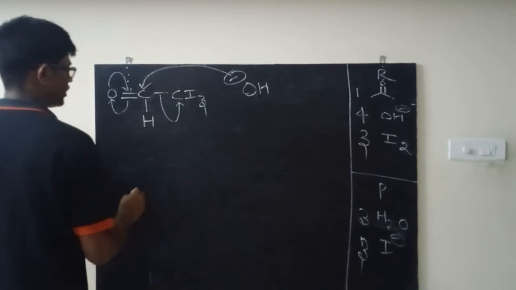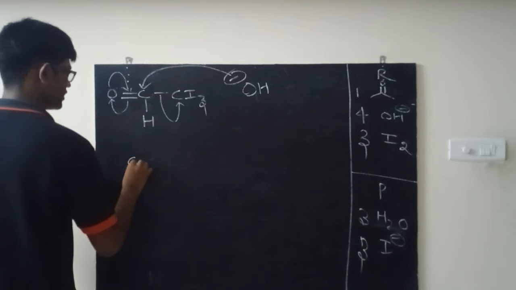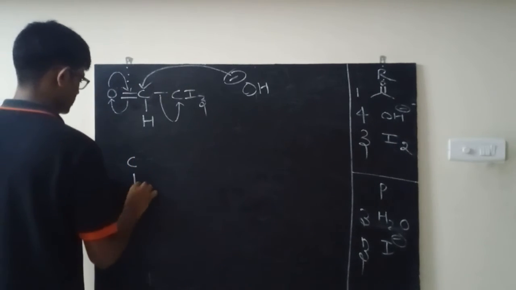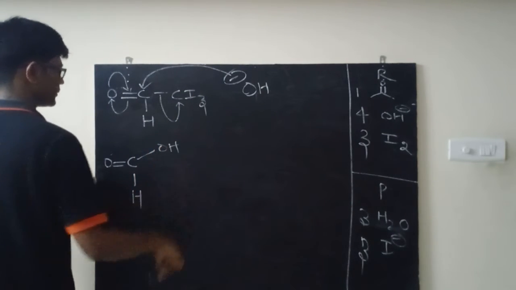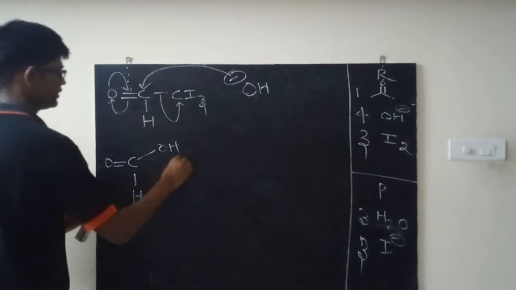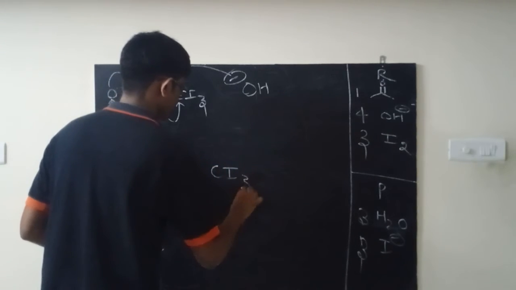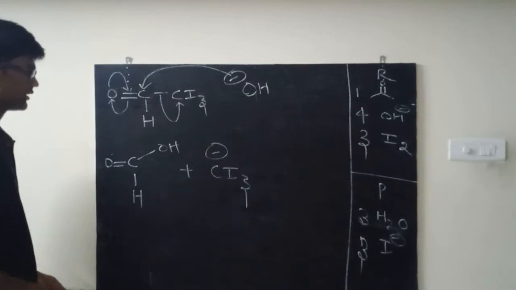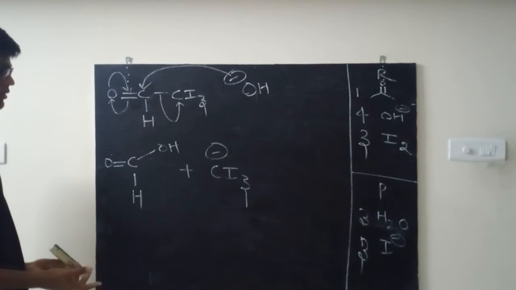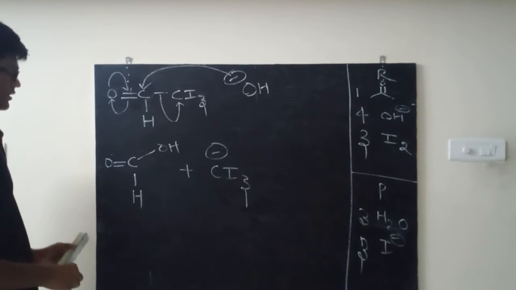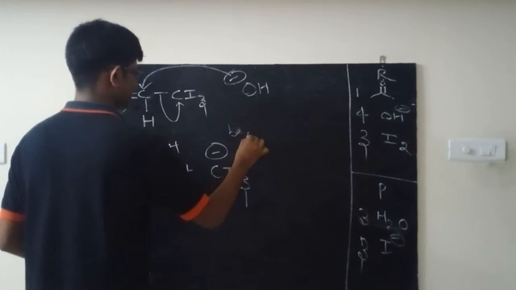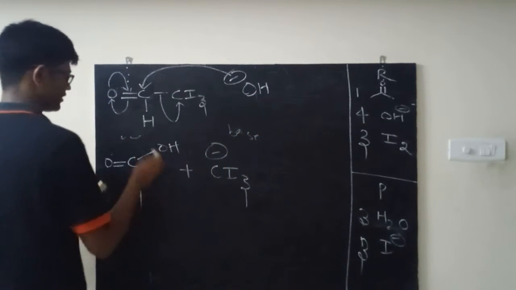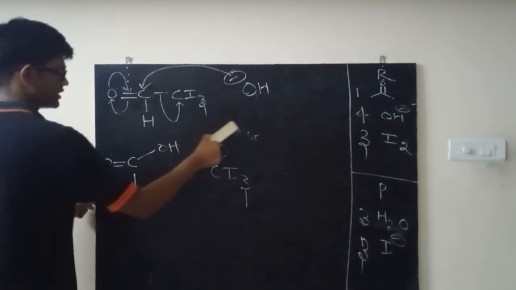Okay. So anyways, what am I left with now? I am left with CH double bond O and then OH, right? And I am left with the CI3 minus, right? And what is going to happen now? In fact, this is a base, right? And this is an acid. So they will exchange. They will do a neutralization reaction here.